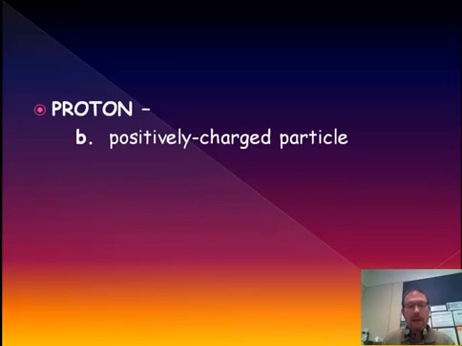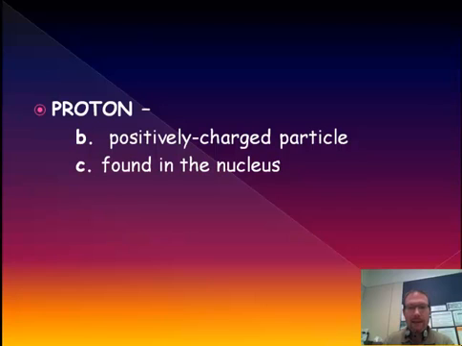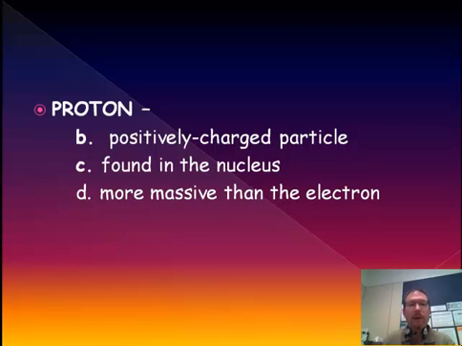Some facts about the proton. It is a positively charged particle. That's hard to say 5 times fast. It's found in the nucleus of the atom. It is much more massive than the electron. When you go to calculate the mass of an atom, these guys actually add up. They have a mass of... well, we actually invented a mass unit called the atomic mass unit to measure these, and they have the mass of 1 AMU.